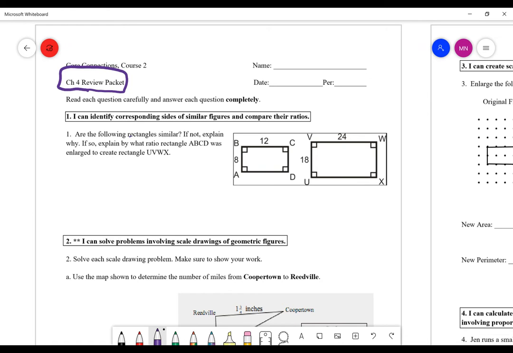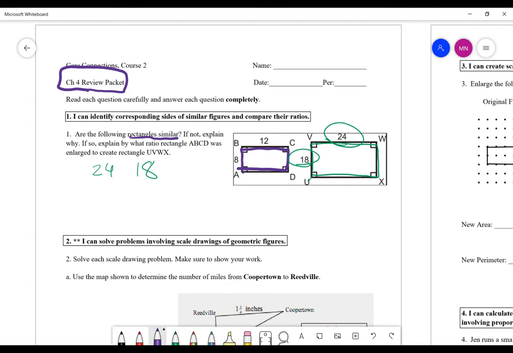First question, are the following rectangles similar? If not, explain why. And if so, explain what ratio the rectangle ABCD, so this one here, was enlarged to create rectangle UVWX. All right, so first thing I'm going to need to think about is, do we have proportional ratios? In other words, if I were to write the ratio for that big rectangle, it's going to be that first side, 24, and 18. Okay, so those are my two sides of my bigger rectangle, UVWX.